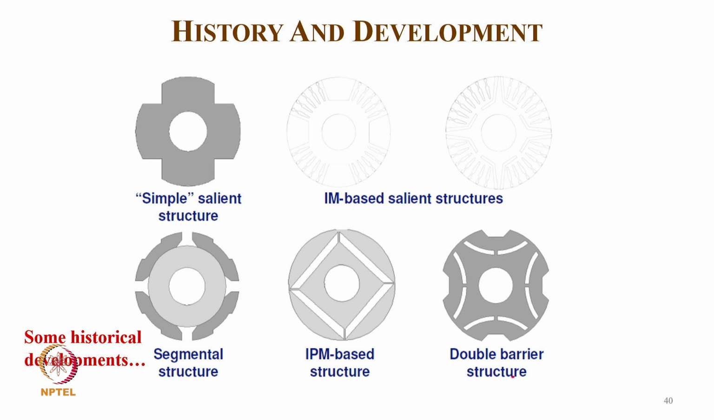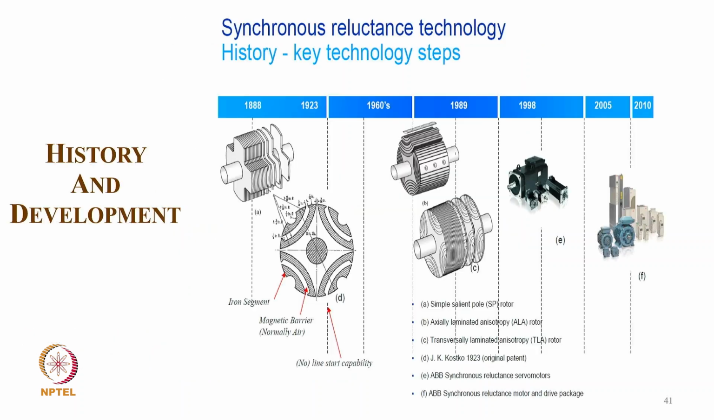So now coming to history and development. We started with the synchronous reluctance machine with a simple salient pole structure, projecting poles, as you can see. Then in the induction motor itself, on the rotor cage bar, people removed some portion, as you can see, to change the geometry. So we call it again a projecting kind of pole. And then we have a segmental structure, followed by an IPM-based structure where we don't put the magnet, and the double barrier structure. And this is how the development went from 1888 to 1923, then 1960, 1999, and then of course a big industry player, ABB, started manufacturing this synchronous reluctance motor for servo motor applications, position control. It's a synchronous motor which can be precisely controlled.